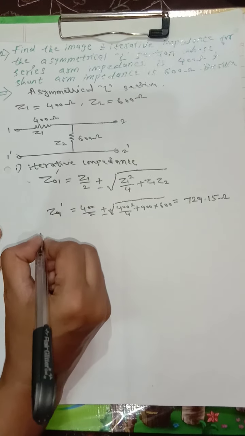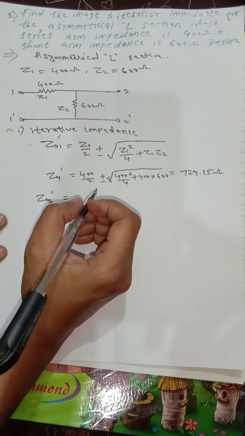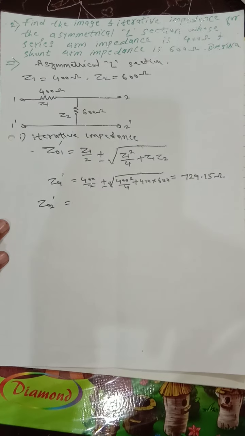Similarly you can calculate for the other, that is nothing but Z02, the characteristic impedance at the input port and characteristic impedance at the output port, both the sides. So Z02, how we can calculate? Same thing here. Z02 we can calculate the same way, but at the output side. So how we can get it at the output side?